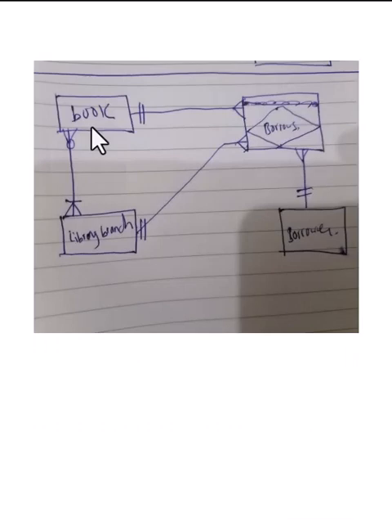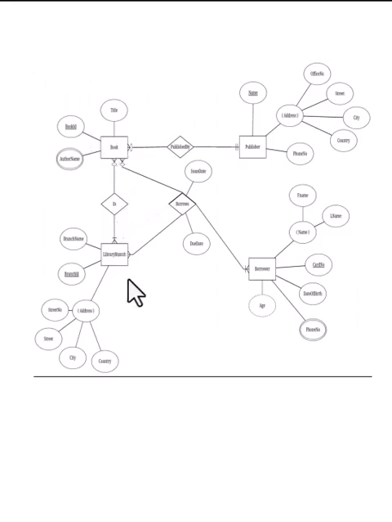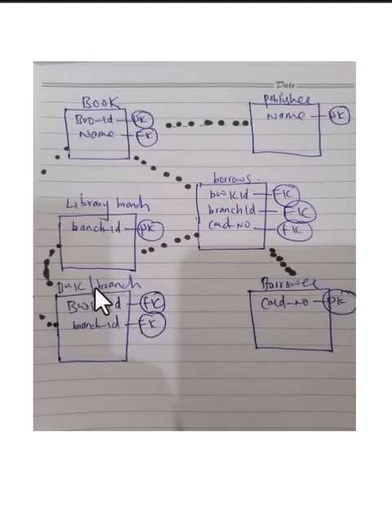Book and library branch have a many to many relation, so a new table is taken due to the many to many relation, and the branch ID and the book ID are taken as foreign key columns here. So this is linked to both with these two foreign keys.